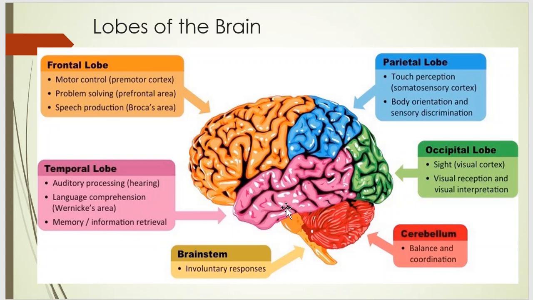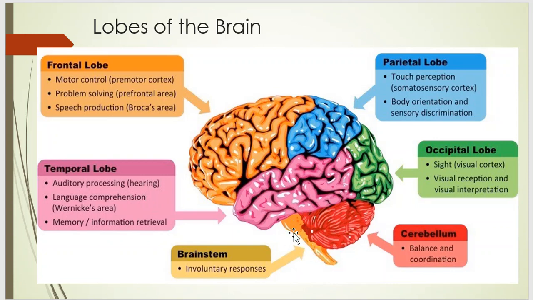And on the side of the brain, we call temporal lobe. The temporal lobe is pretty much next to the ear, right behind the ear. So that is the auditory processing unit, and this is where we recognize language, comprehension, and memory, information retrieval, and all that is right here.